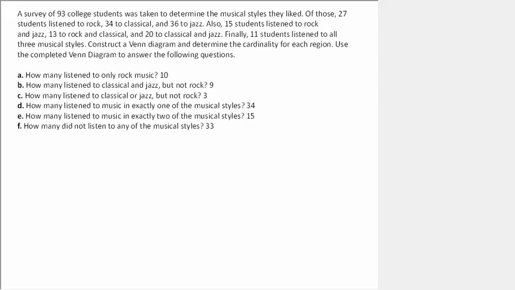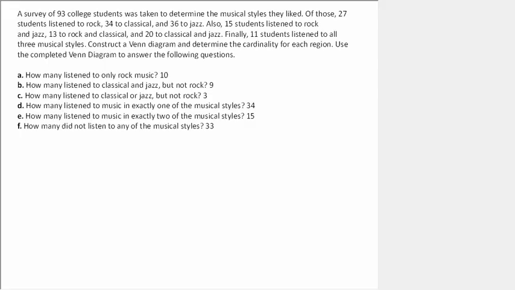It's a problem that says a survey of 93 college students was taken to determine the musical styles that they liked. Of those, 27 students listened to rock, 34 to classical, and 36 to jazz. Also, 15 students listened to rock and jazz, 13 to rock and classical, 20 to classical and jazz, and finally, 11 of them listened to all three types of music. Construct the Venn diagram and determine the cardinality for each region. Cardinality, what's that mean? That is simply the number of elements in the set. Use the completed Venn diagram to answer the following questions.